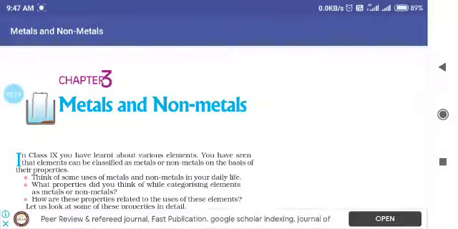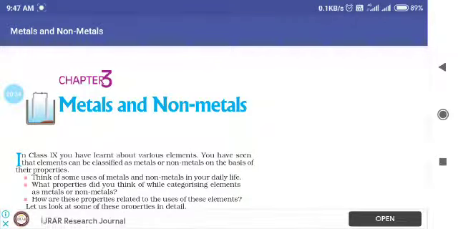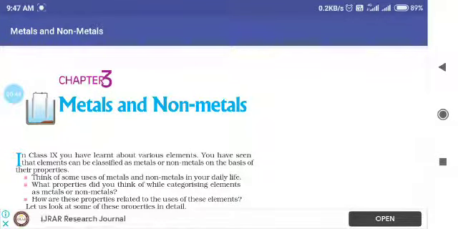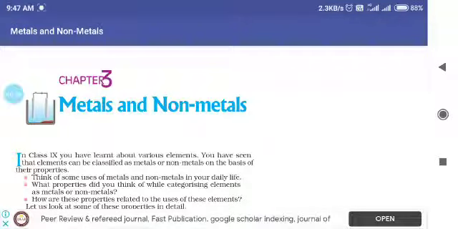As you know that metals and nonmetals are types of elements, and elements are the substances which are made up of same kinds of particles, that is atoms.